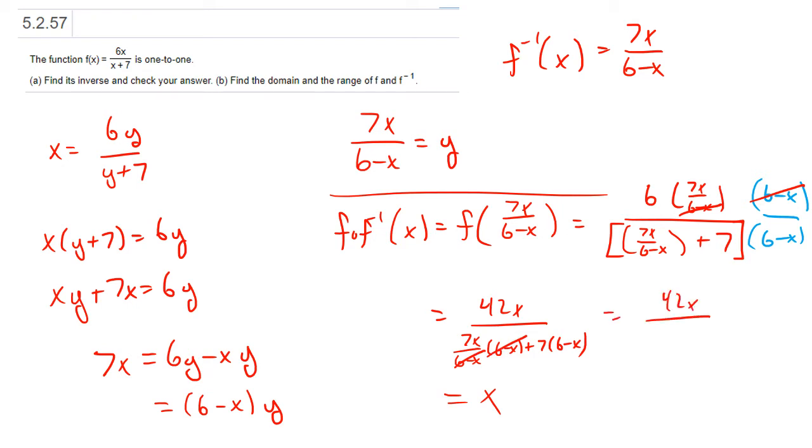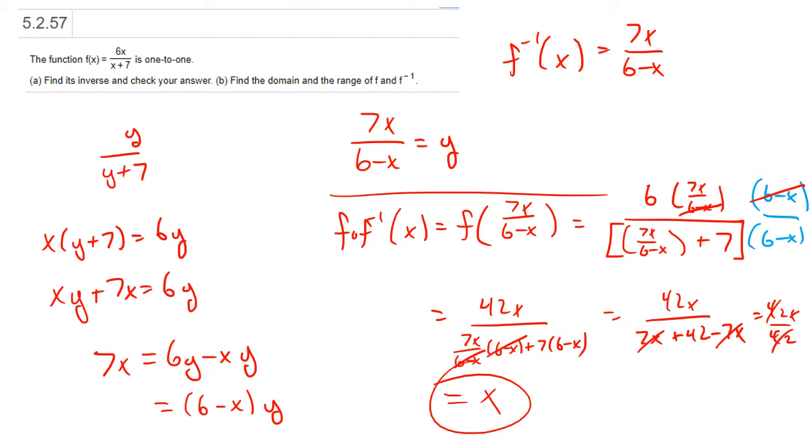So what we have is 7x plus 42 minus 7x. The 7x and negative 7x in the denominator cancel, leaving behind 42x over 42. 42 cancels 42, and we just get x.